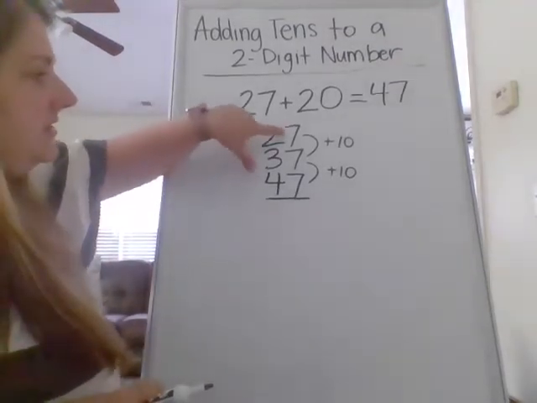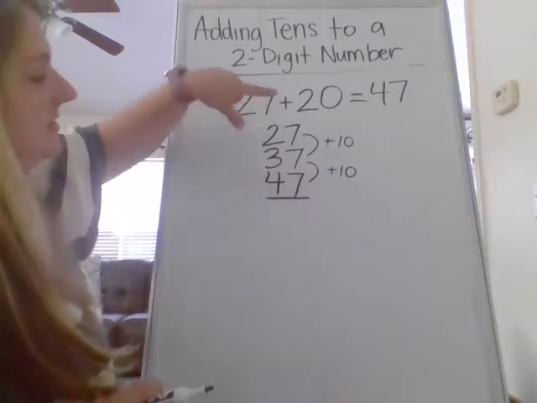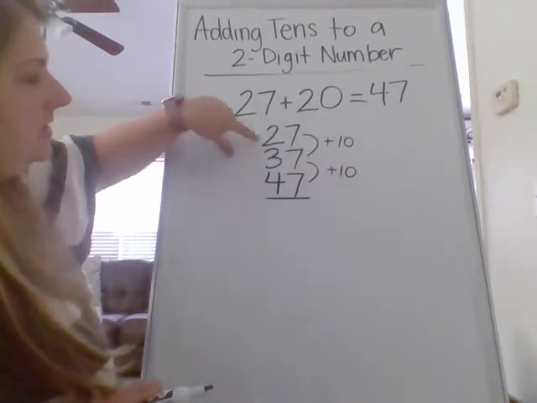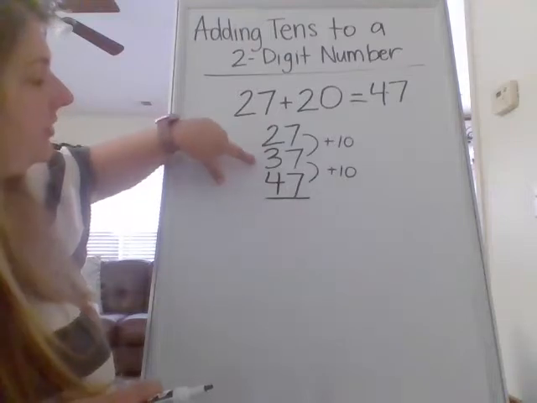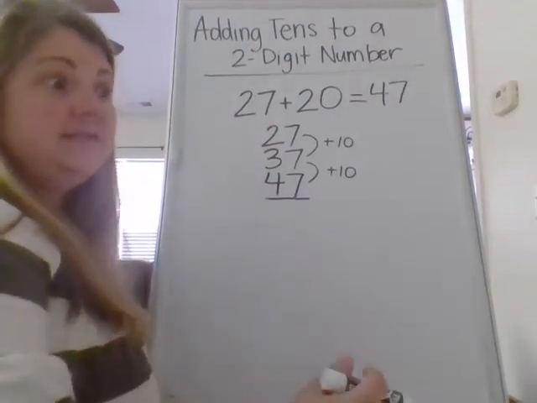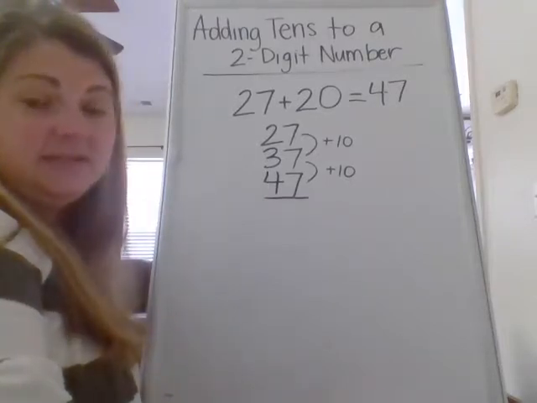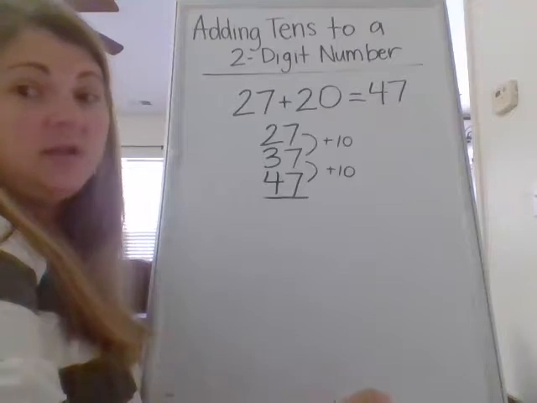But I want to look at the digits. Look at the ones place. What is it in all of these numbers? 27, 37, 47. It's a 7. Does it change? It didn't change. When we added tens, the ones place did not change.